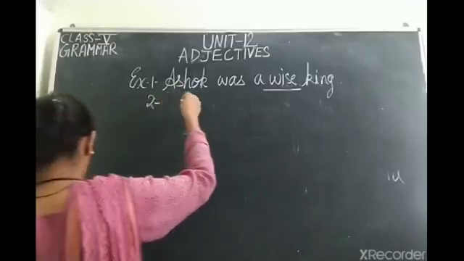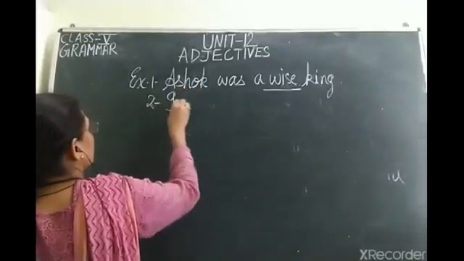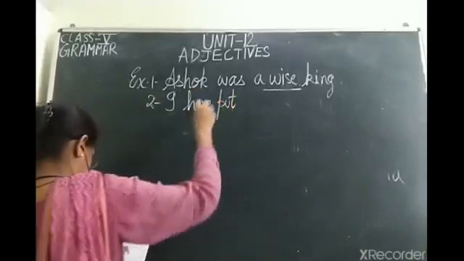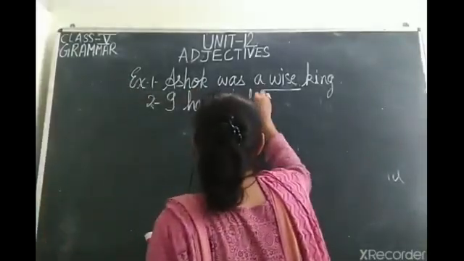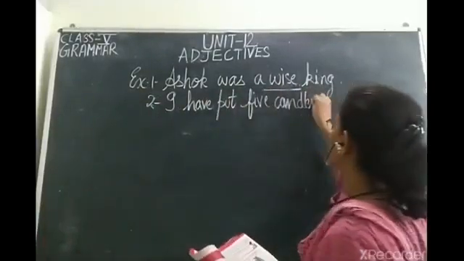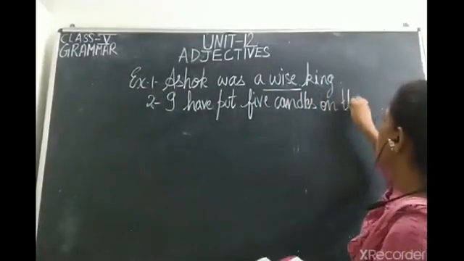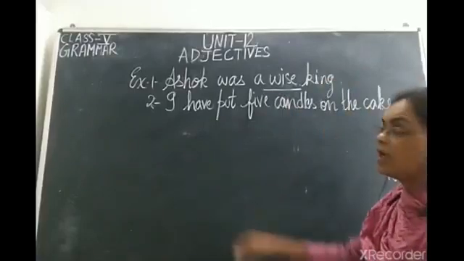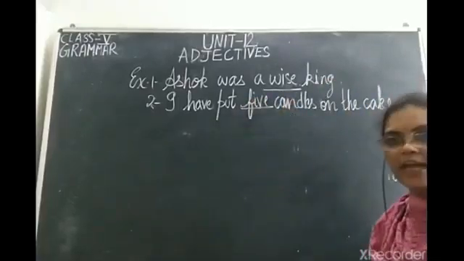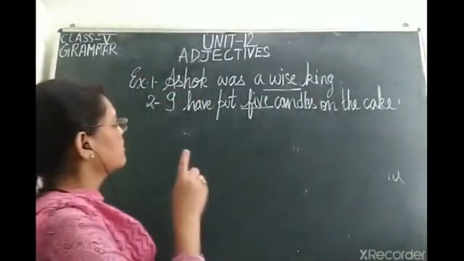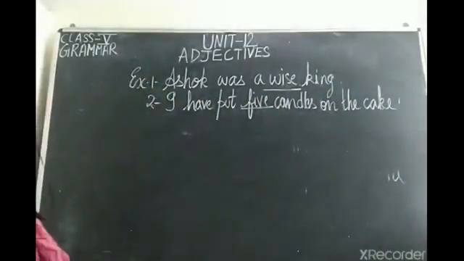Then I have put 5 candles on the cake. How many candles, children? 5. 5 is what? Adjective. It is giving the answer of how many. So I have put 5 candles on the cake. So beta, what is this 5? Adjective.